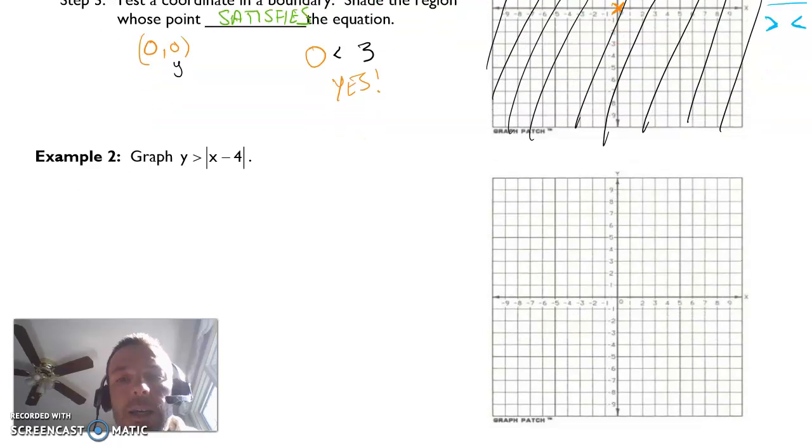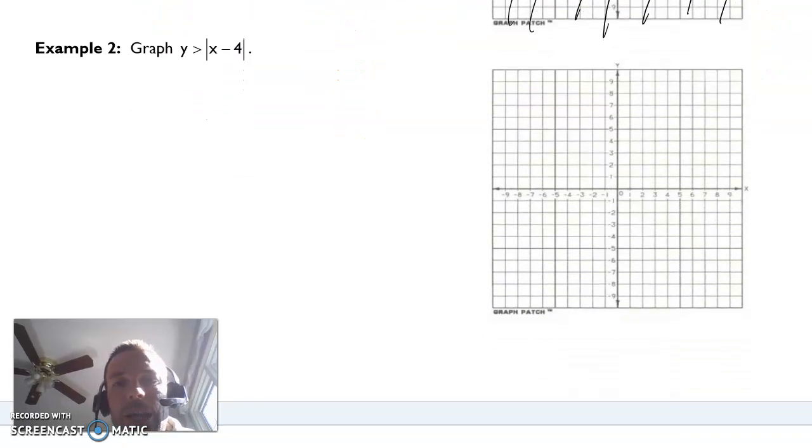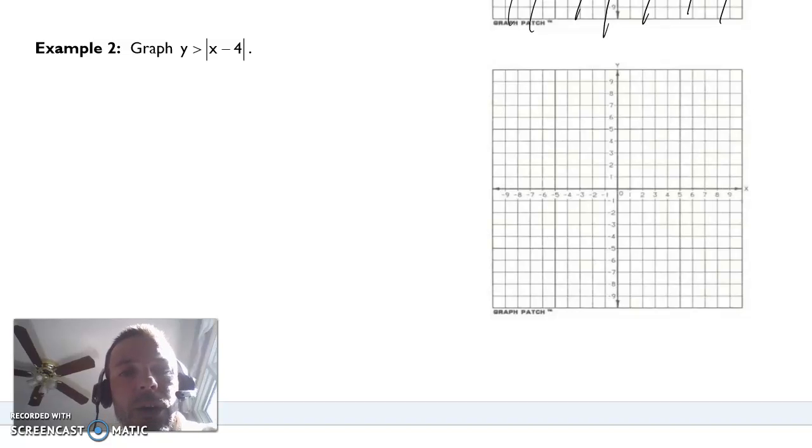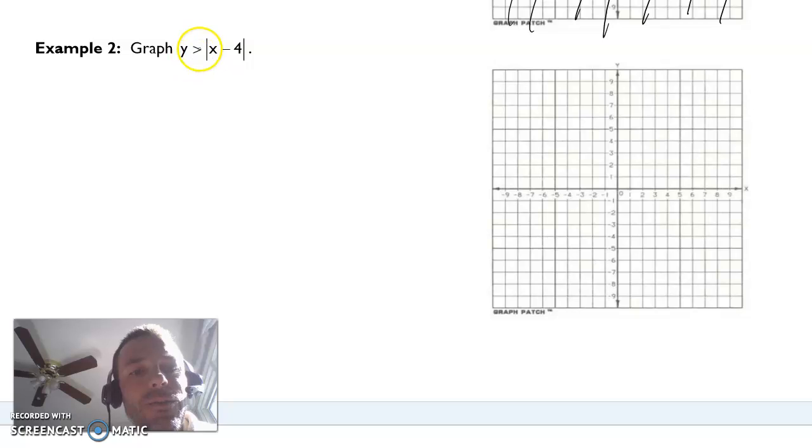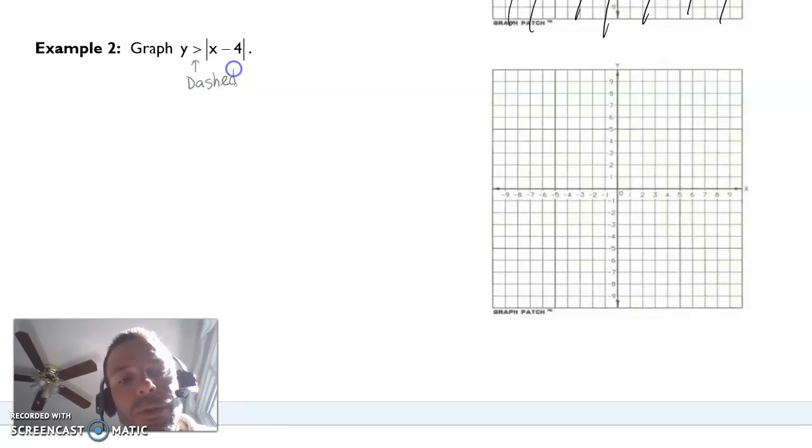All right, next problem. Graphing an absolute value equation or inequality. What I like to do with these types of problems is first recognize the symbol. That means that this is going to be dashed. And for those who don't remember how to graph absolute value functions, first think about what it would look like if we had y equals x minus 4.